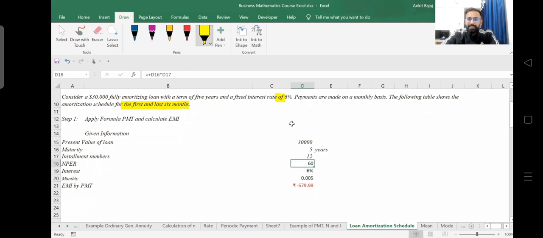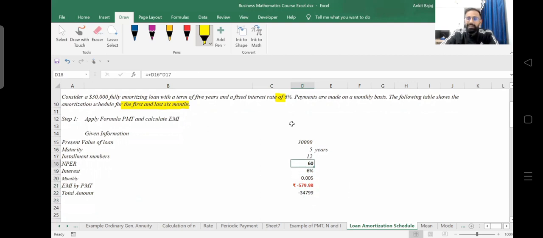Now, if you see 60 times, what we have to do, we have to pay this amount. So if I multiply these values, what total amount will we be paying to the bank? You will say, sir, the total amount is going to be 60 into 579.8. So this amount you will be paying to the bank.